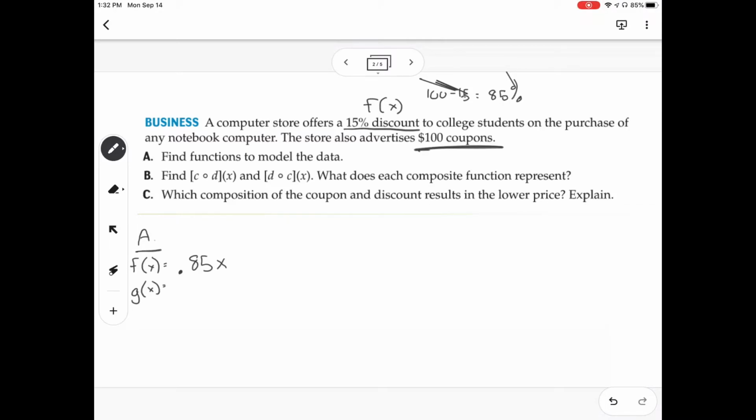g of x will be for the coupon. It's $100 off. So the price is x minus the $100. Okay, so that's my two functions.